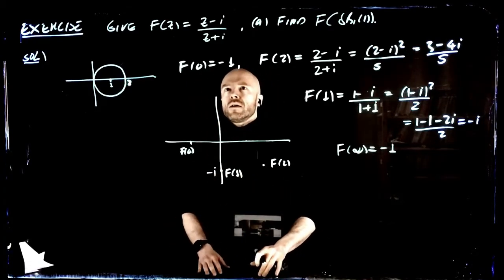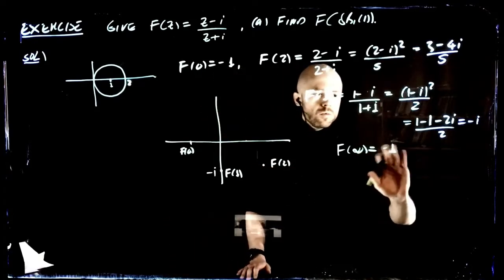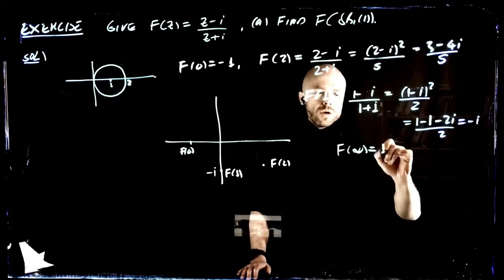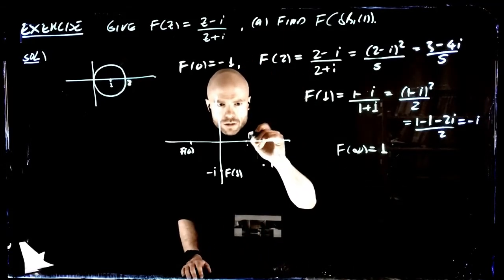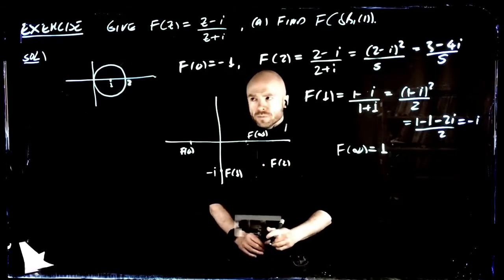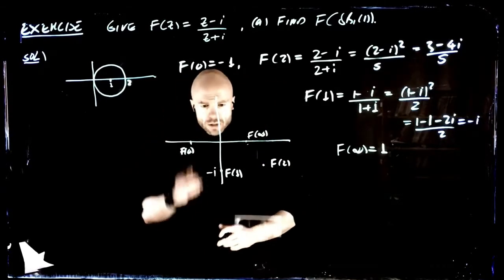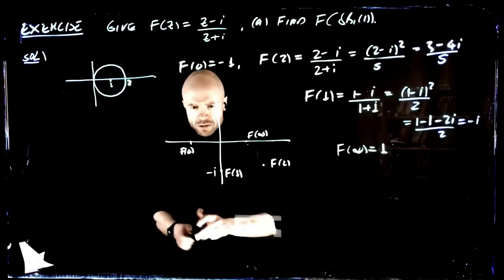Wait, we have a mistake. F of 0, yeah, this is not minus 1, it's 1. This is just 1, right? So this here is 1. Okay, so it's going to be a circle, and these points are going to be symmetrical with respect to the circle.